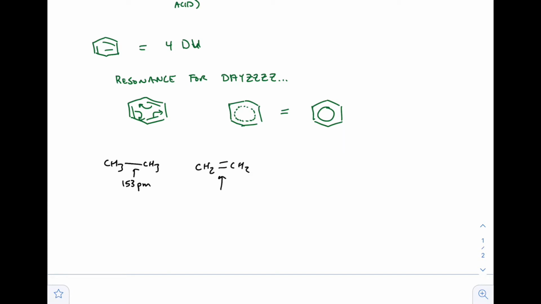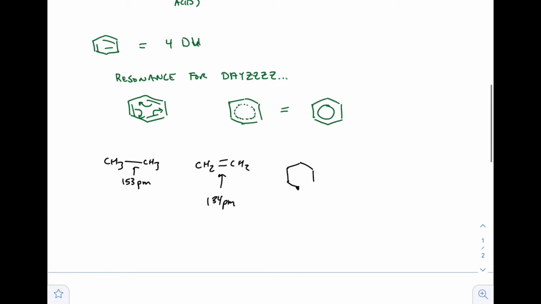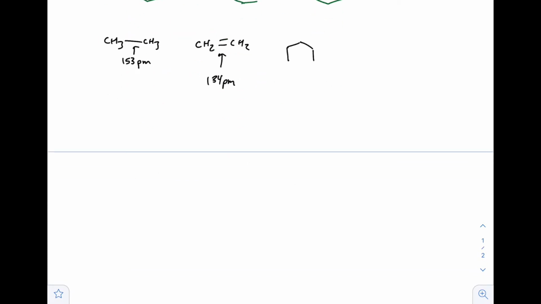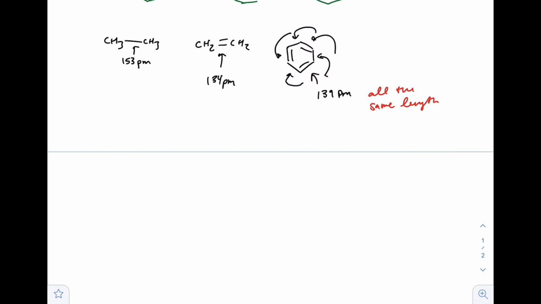But just to go over some more features of it, the bond length. A typical single bond is 153 picometers. A pi bond is 134 picometers, and benzene has a bond length of 139 picometers. And that's not just at the double bond that we have drawn here. It's actually every single bond. They're all 139 picometers, and that's, again, because we can draw resonance structures. The average is really what the structure looks like.